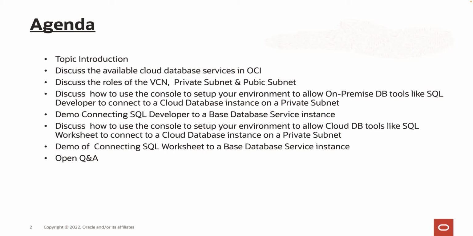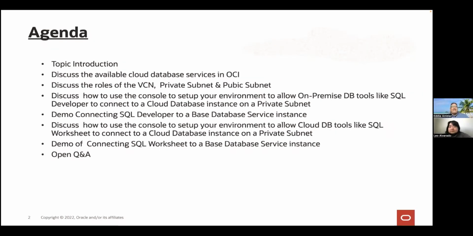So we'll walk you through the prerequisite steps that need to happen. How do you find your IPs? How do you find your connect strings? We'll also discuss how you use the console to set up your environment to allow cloud DB tools to be able to connect to databases that are in a private subnet. Cloud DB tools are tools hosted in the Oracle tenancy that you can use to connect to the database. We'll walk you through that, and we'll also demo it so that you can walk away understanding exactly how to set up your environment to be able to use your on-premise and cloud tools.